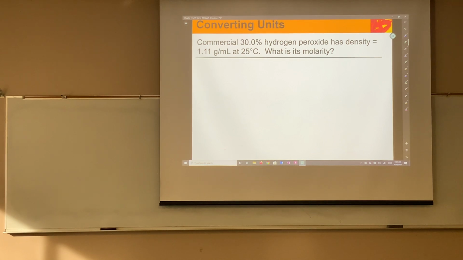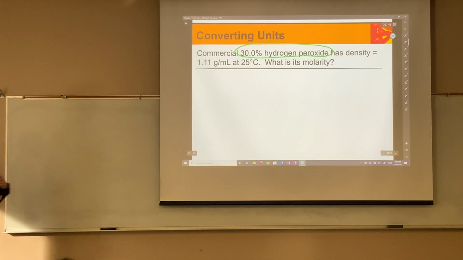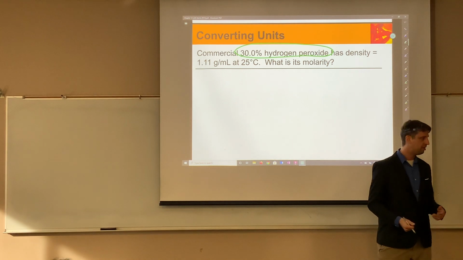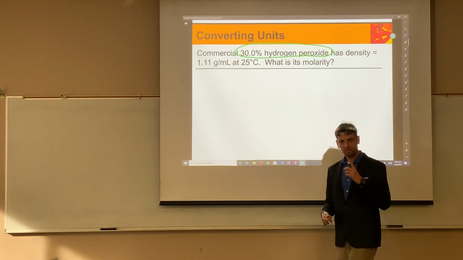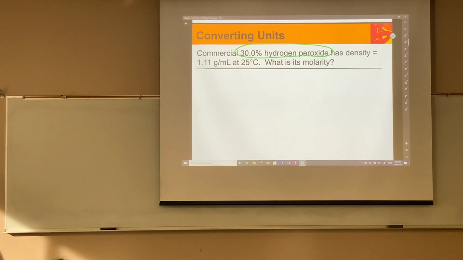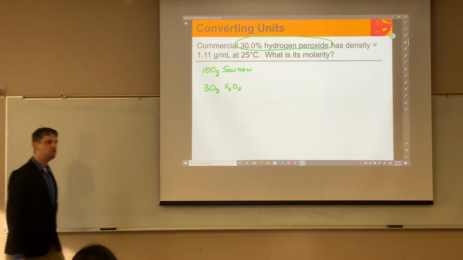Okay, I think everyone's kind of getting tripped up here, so let me see if I can help. Let's think about this for just a second. We have to start out with an assumption, right? We have to turn this into something meaningful for us. If I have 30%, I can pick any number that you want. What is this telling us? 30% of a solution is hydrogen peroxide. If I have 100 grams of solution, I have 30 grams of what? Hydrogen peroxide.